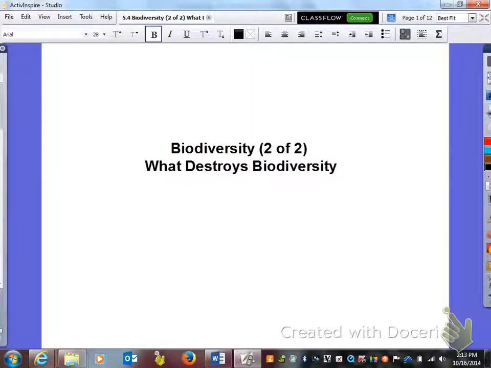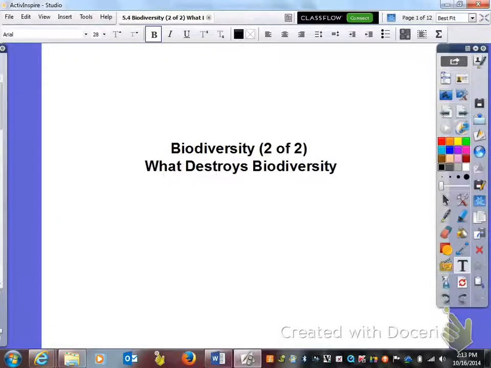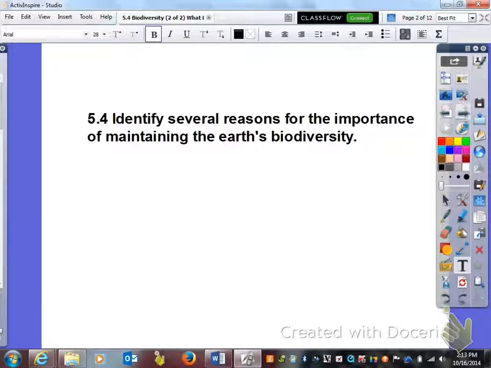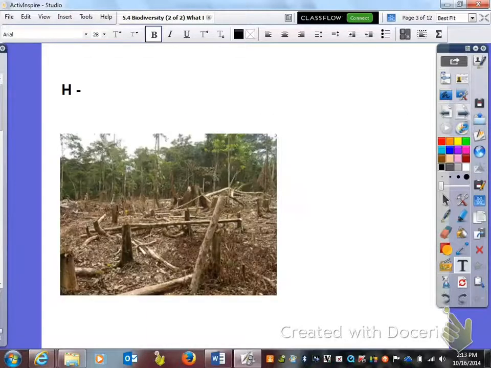Okay, this is your fun sheet, Biodiversity 2 of 2, and we're going to look at what destroys biodiversity. Here is your SPI and how it reads: 5.4 identifies several reasons for the importance of maintaining the Earth's biodiversity. All right, our last fun sheet we learned about what biodiversity was.